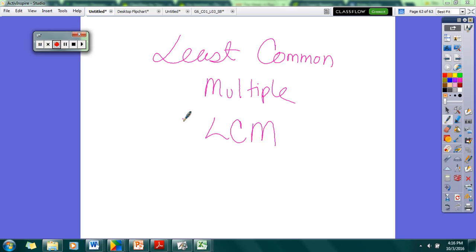Everybody. Today we're going to go over least common multiple, also known as LCM. A least common multiple means what is the smallest multiple that two numbers share. So let's remember what a multiple is.